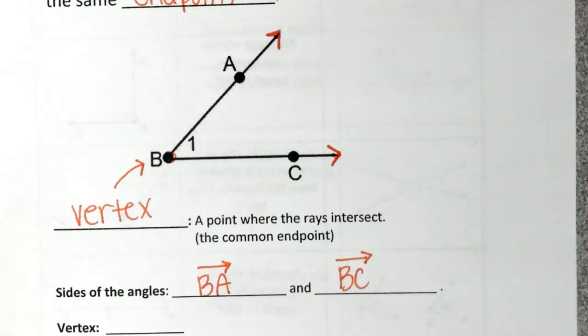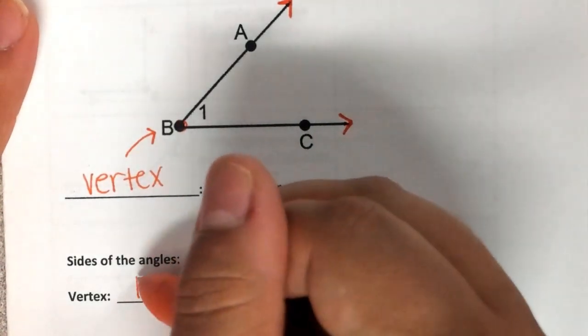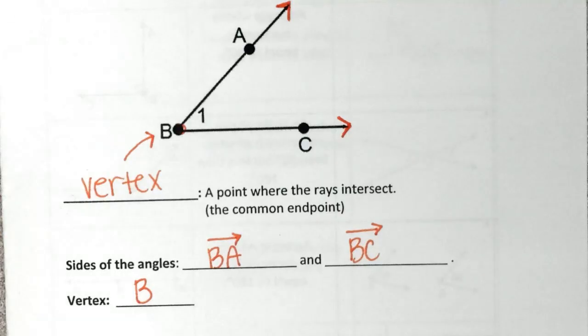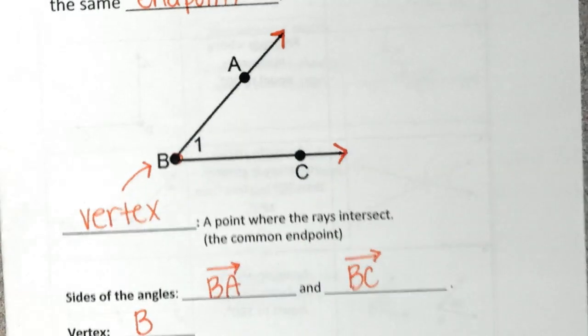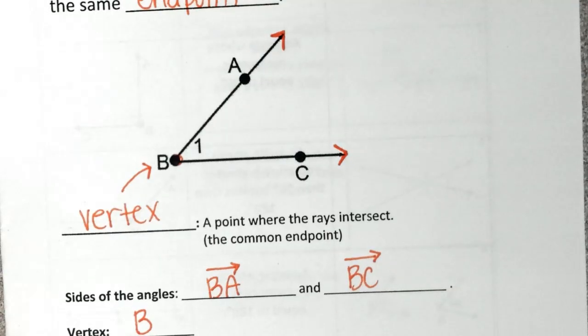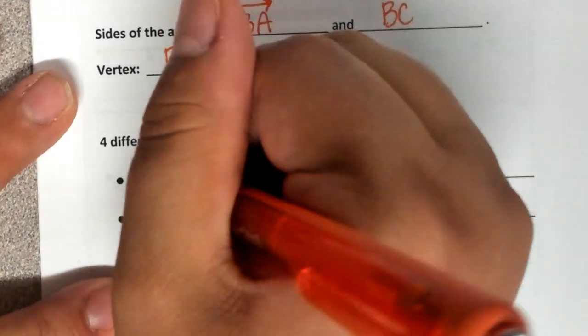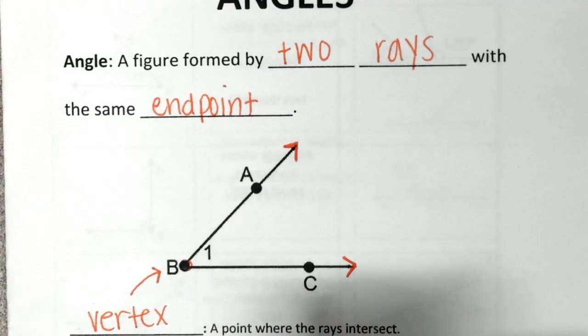What's the vertex? B. So just put a B right there. Y'all, I have just answered 2 questions on your test. What are the sides? What's the vertex? Now, how can I name this angle? What could I call it? Say it again. Angle ABC. Do you agree I could call this angle ABC?